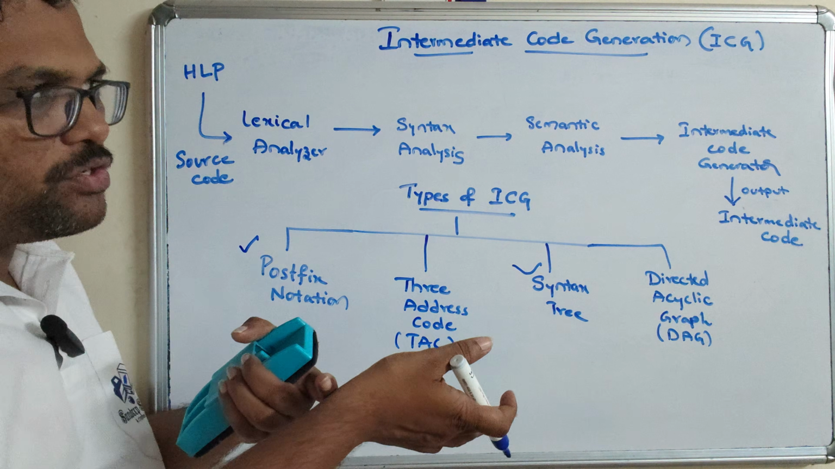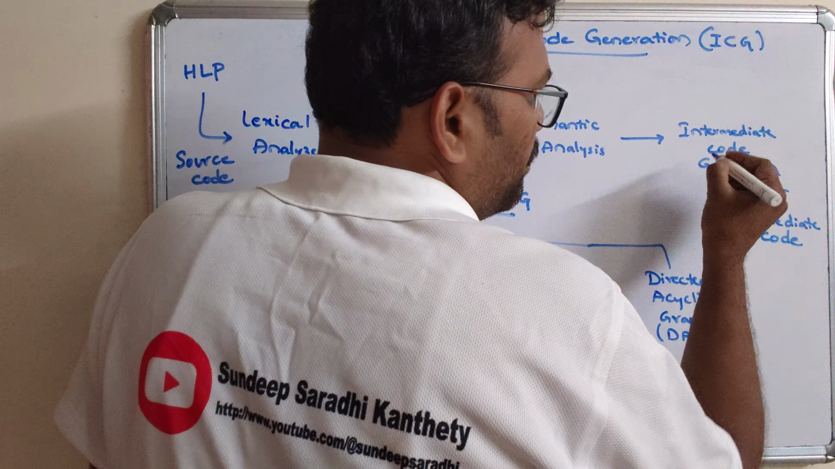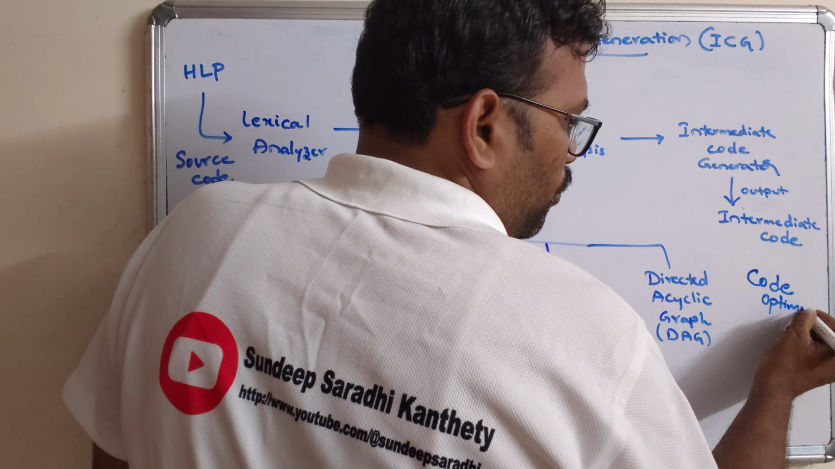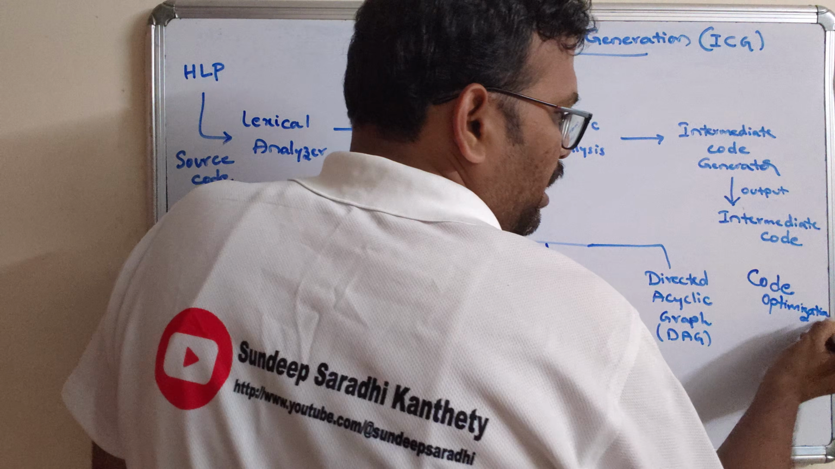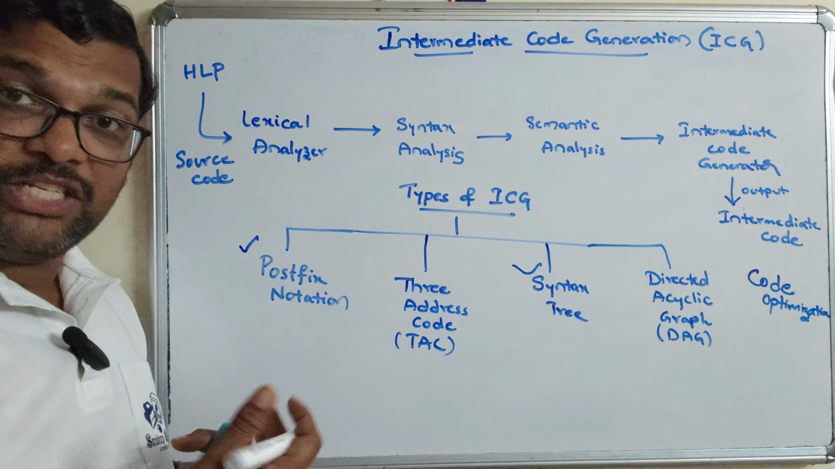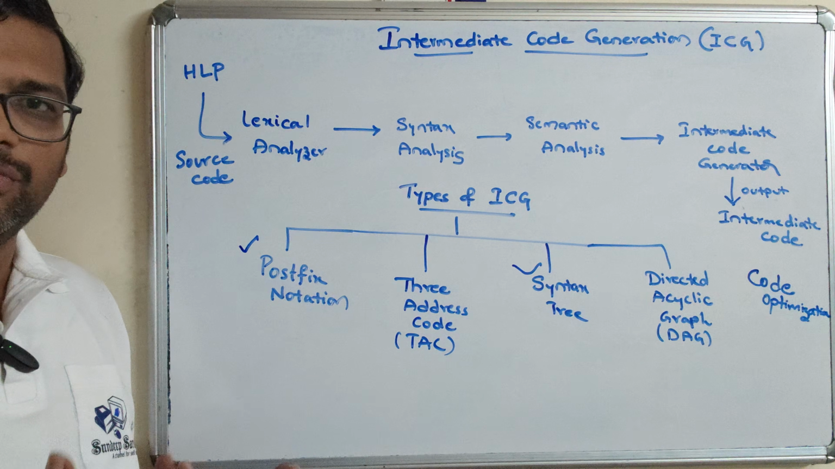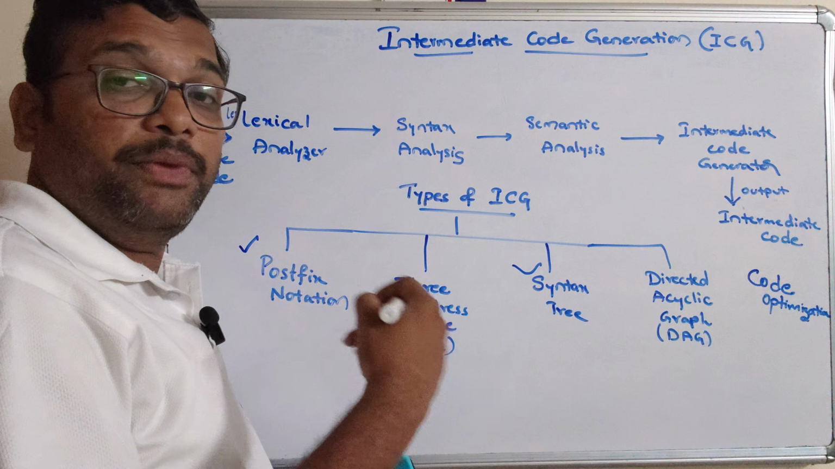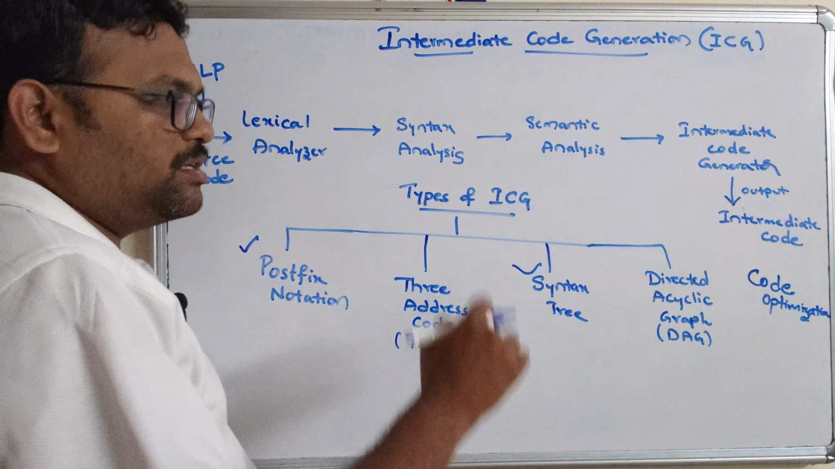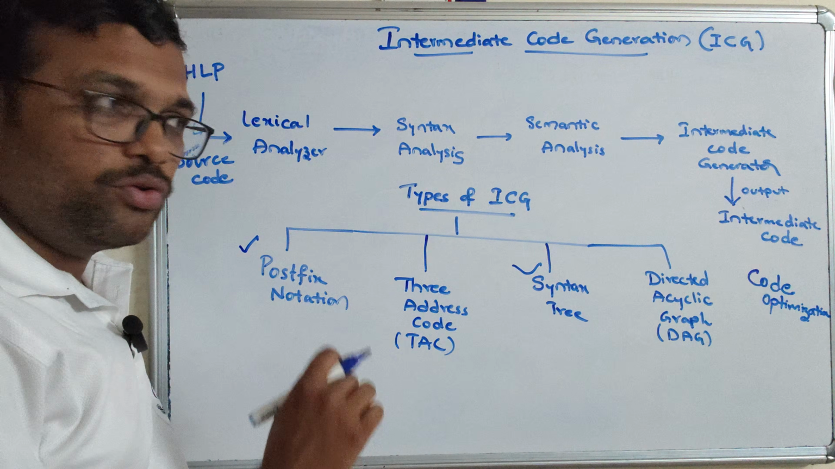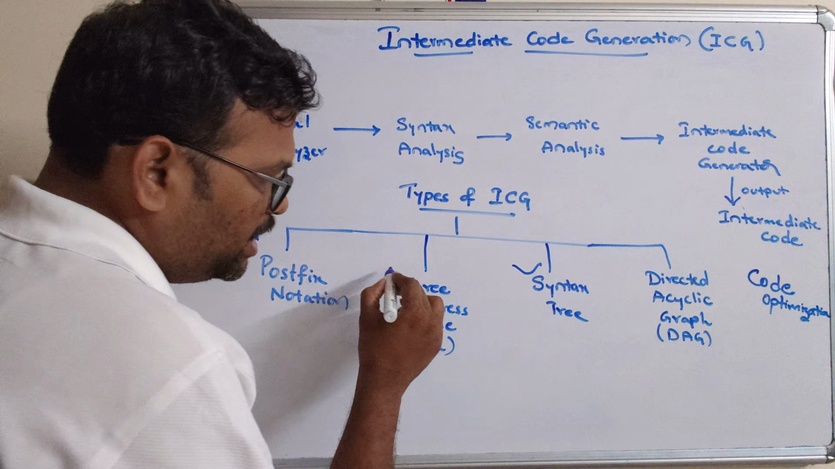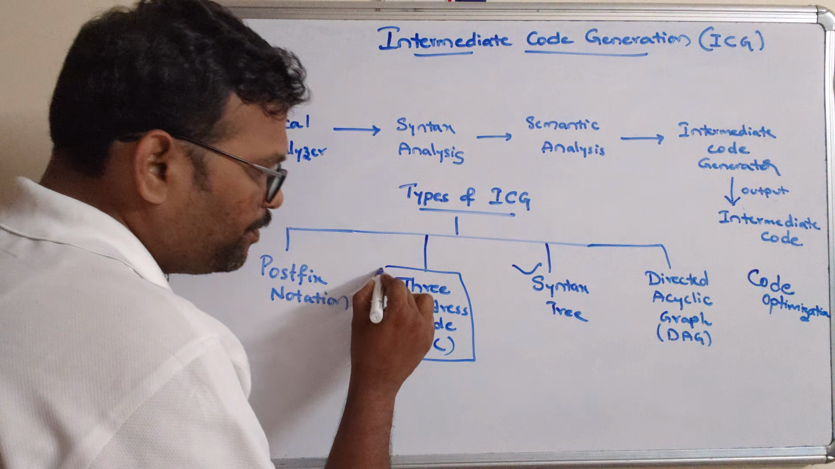So what is the next phase after this one? The next phase after the intermediate code generator is code optimization. That means with respect to memory, space complexity and time complexity, the code can be reduced, so the code can be optimized. Among all these four, the best type of intermediate code to make the code optimized is the three address code.